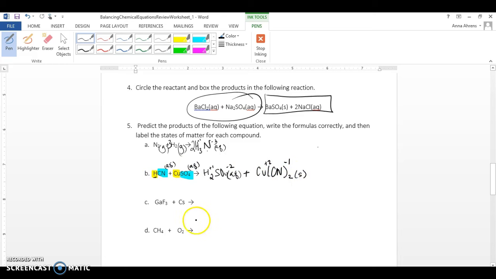So now let's go ahead and balance these. We have 1 hydrogen here and 2 on this side. So we're going to put a 2 out front here, so that's 2 hydrogen, 2 cyanides, 1 copper, 1 sulfate, 2 cyanides. We are all good and balanced there. Next, we have gas.